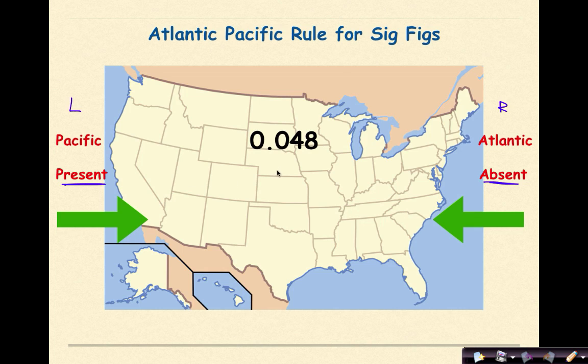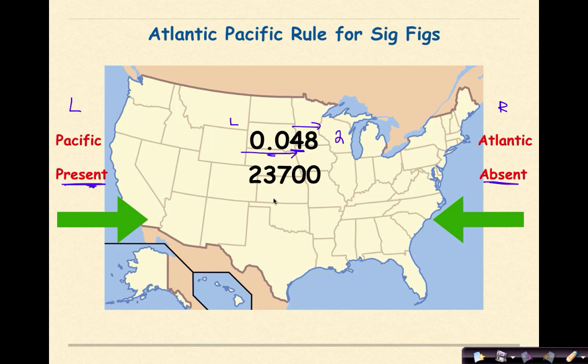Here's my first number, 0.048. The decimal is present, right here, which means I'm going to start on the left-hand side and move across until I hit that first non-zero number, which is 4. That means the 4 and everything after it is significant. Therefore, in this situation, we have 2 significant figures.